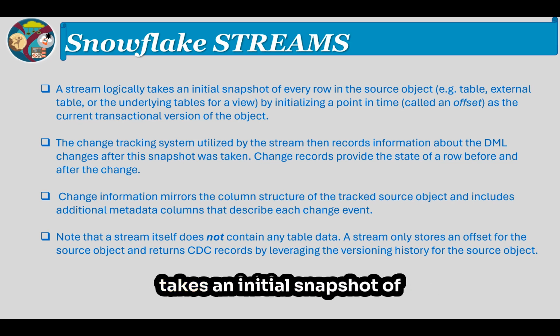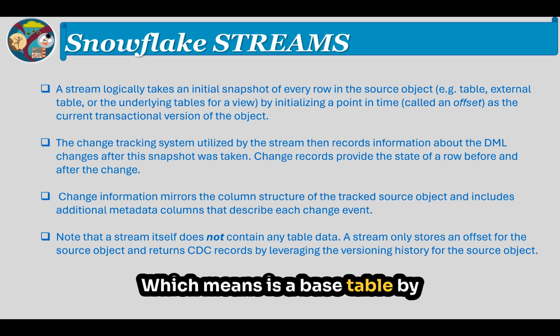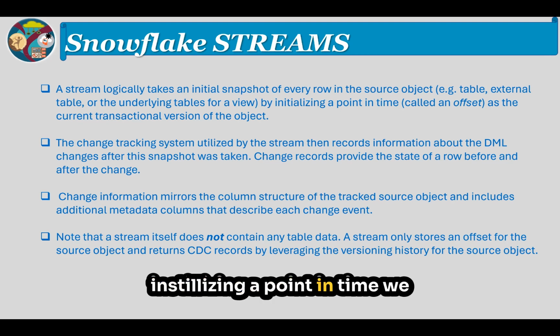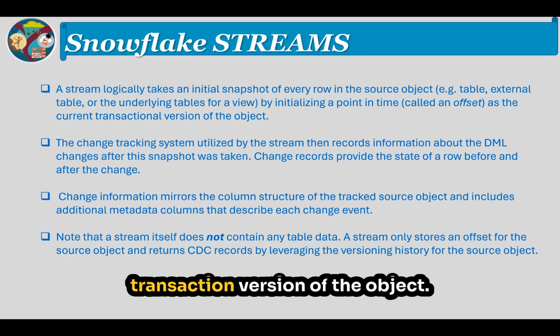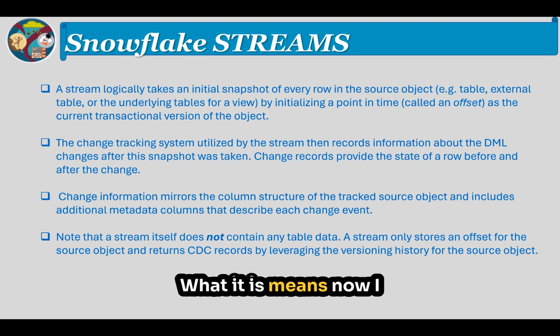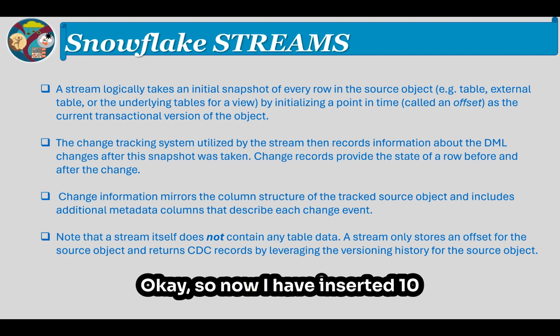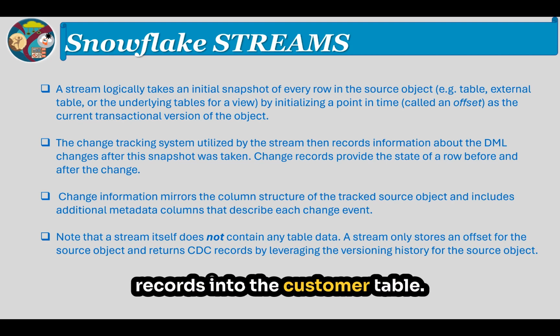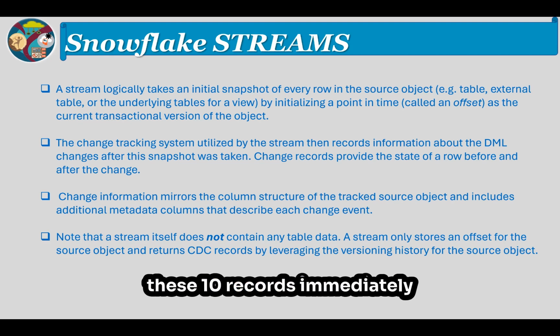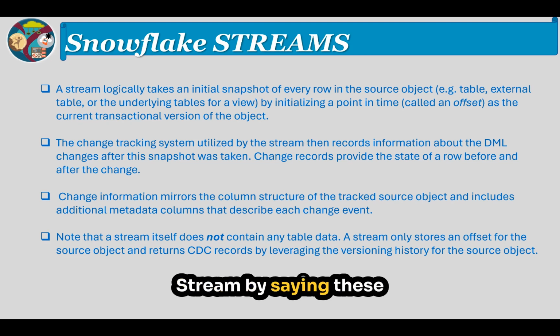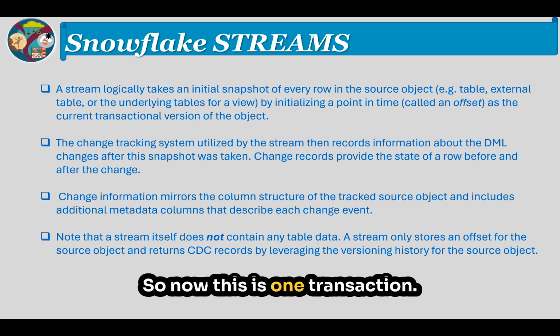Now the stream logically takes an initial snapshot of every row in the source table, which means the base table, by initializing a point in time we call an offset, as the current transaction version of the object. What this means: now I have a customer table. I have inserted 10 records into the customer table. When I have inserted these 10 records, immediately these 10 record details will be populated into the stream, saying these all records got inserted. Now this is one transaction.